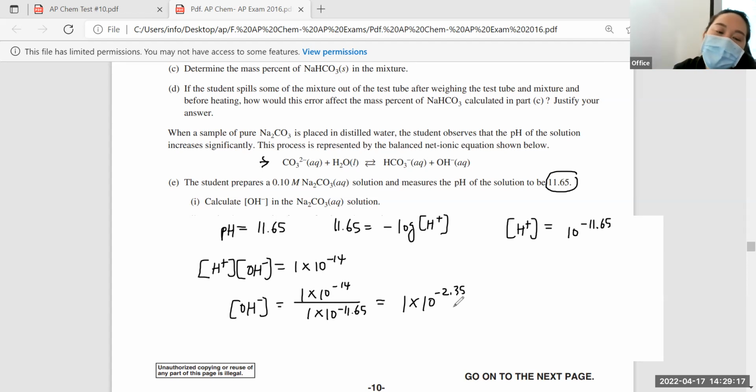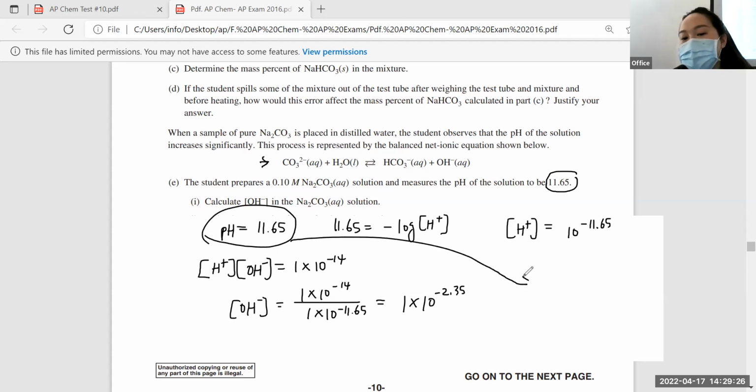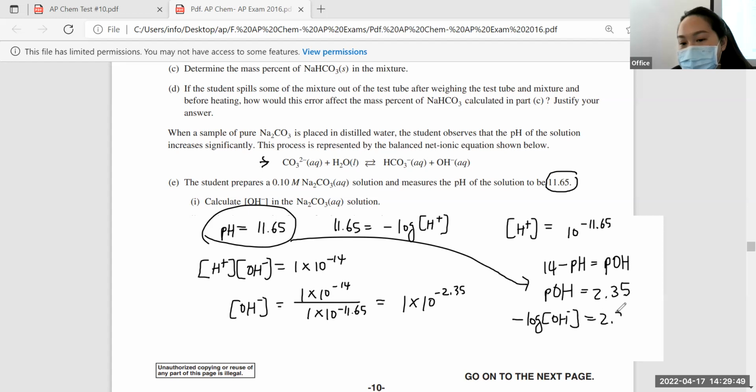That's one way to do it. Another way to do it, you can take the pH and find pOH: 14 minus pH equals pOH. So pOH is 2.35. And we know pOH is negative log of OH minus, equals 2.35. So the OH minus concentration is 10 to the negative 2.35. Either way, same thing.